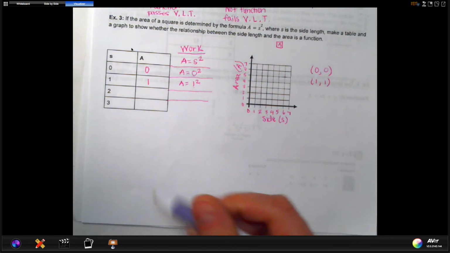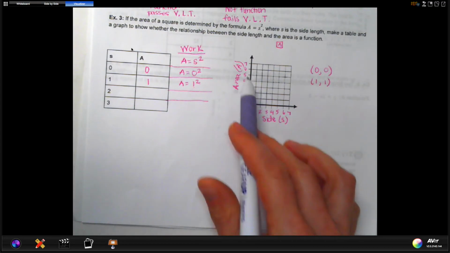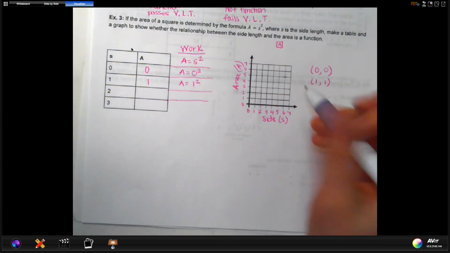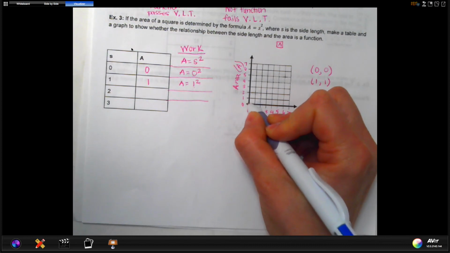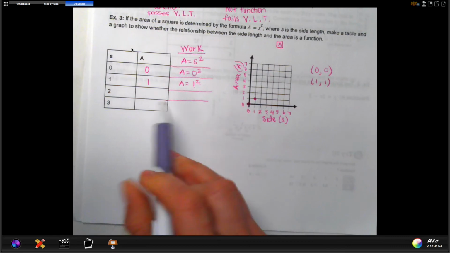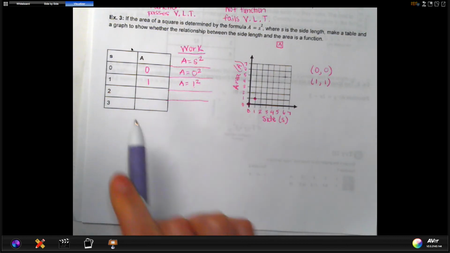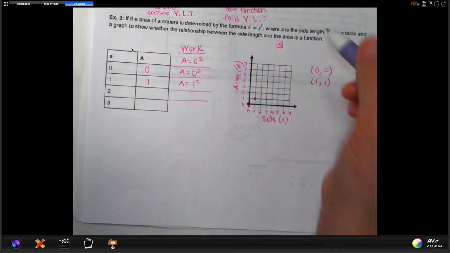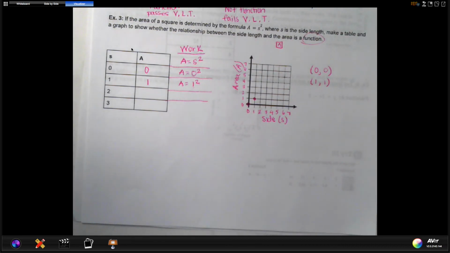You might have to extend this graph out a little bit to make it work, but 0, 0 is right here then. 1, 1 is right here. Now you do the answers for 2 and 3, put them on the graph and decide whether this is a function or not a function.